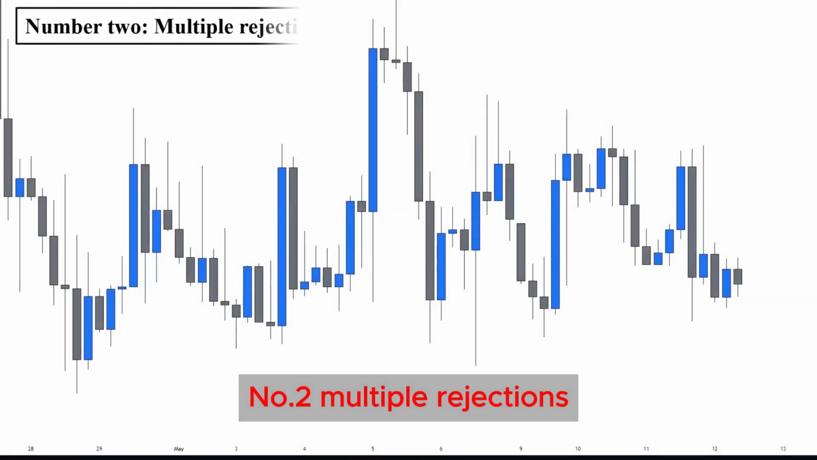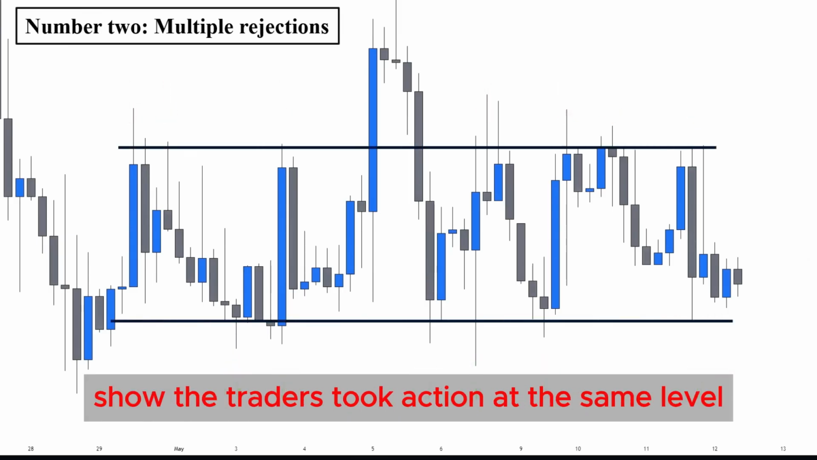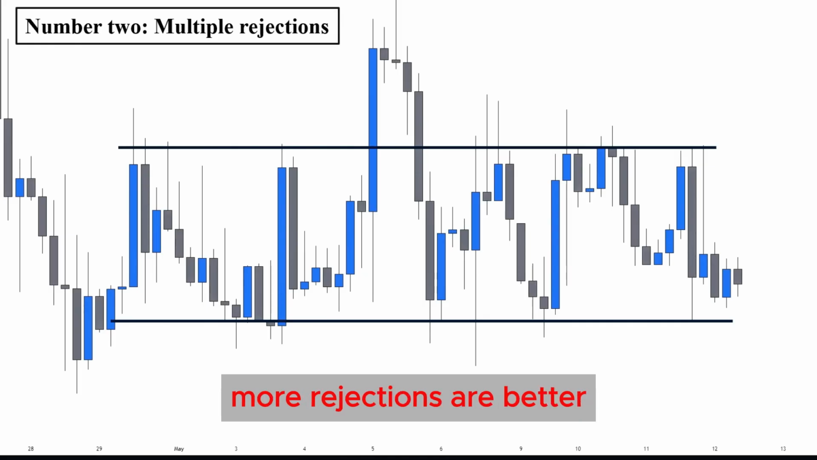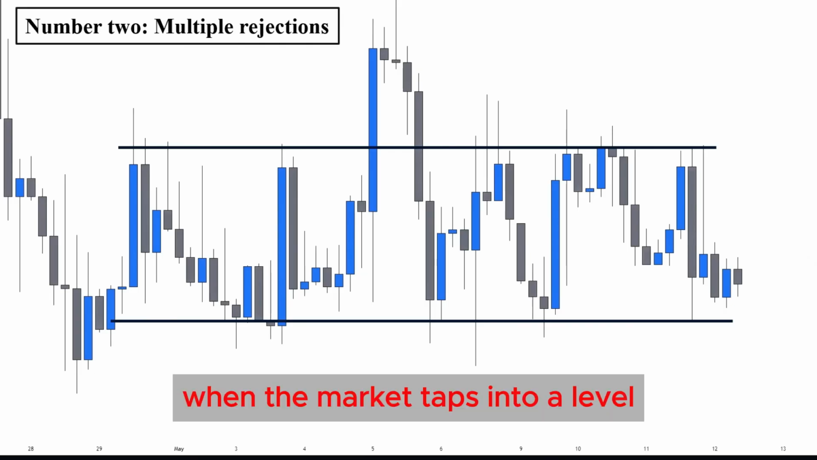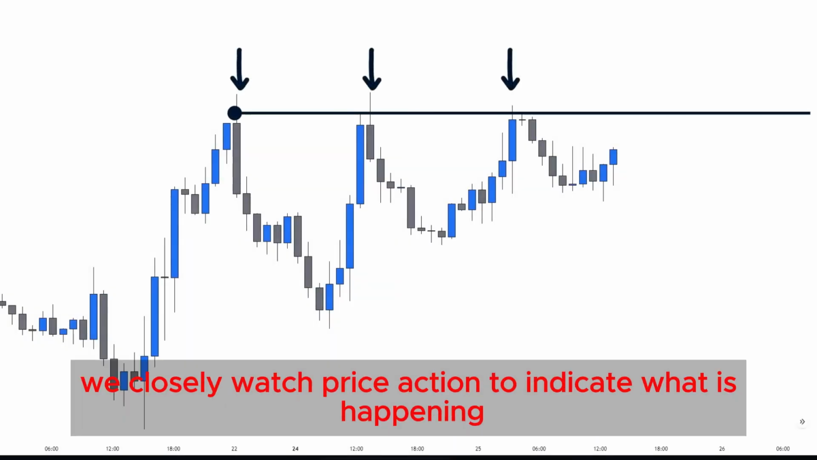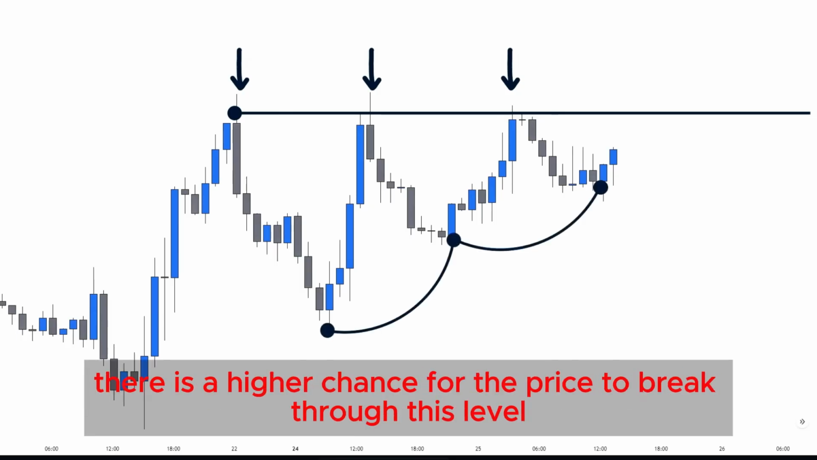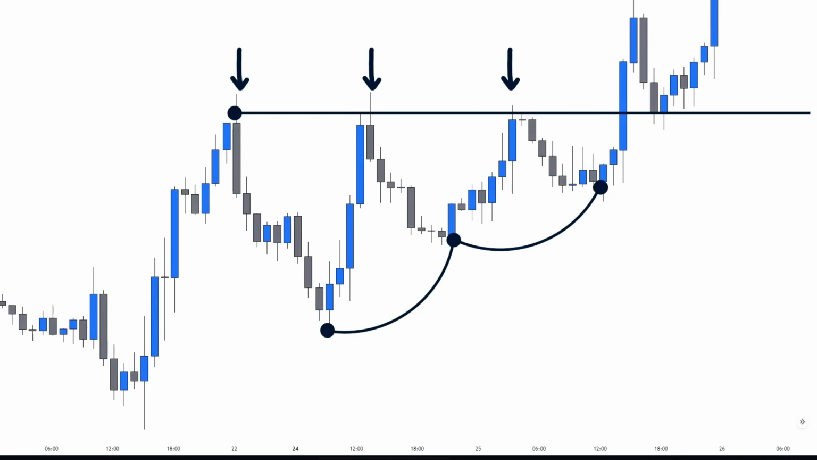Number 2. Multiple rejections. Multiple rejections from an area show that traders took action at the same level at different times, making it more powerful. More rejections are better, but it won't guarantee that the level will hold. When the market taps into a level, we closely watch price action to indicate what is happening. If the rejections are getting weaker every time, there is a higher chance for the price to break through this level, but it will be strong support if the price reaches this area again.